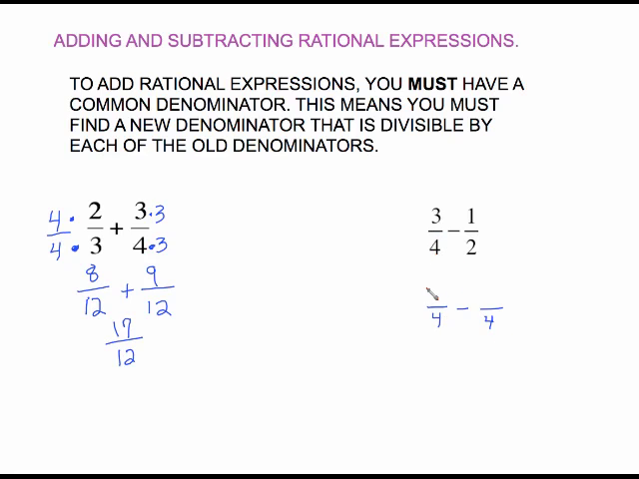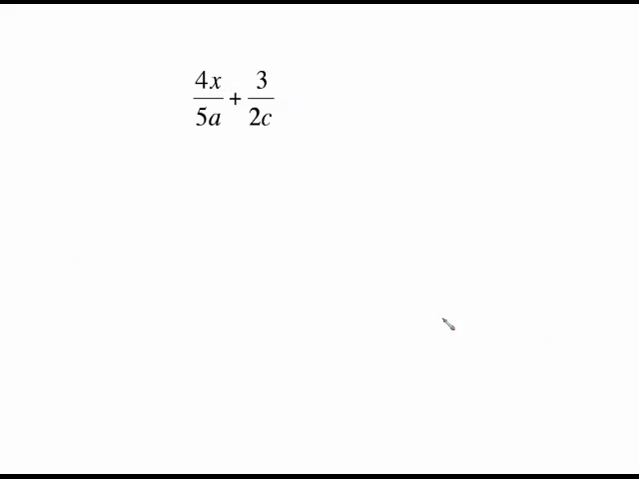This already has the 4 we want, so the numerator just comes right on down. This 2 needs to be multiplied by 2 to get this new denominator of 4. So multiply the top by 2 to get our new numerator. 3/4 minus 2/4 is 1/4. So that's just a quickie review of what you did when you learned how to do this with numbers. It's the same process even when we throw variables in.